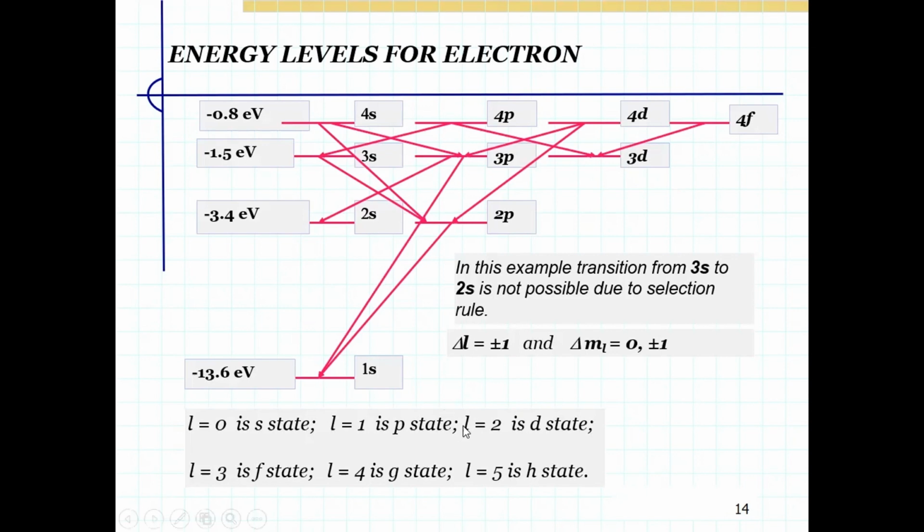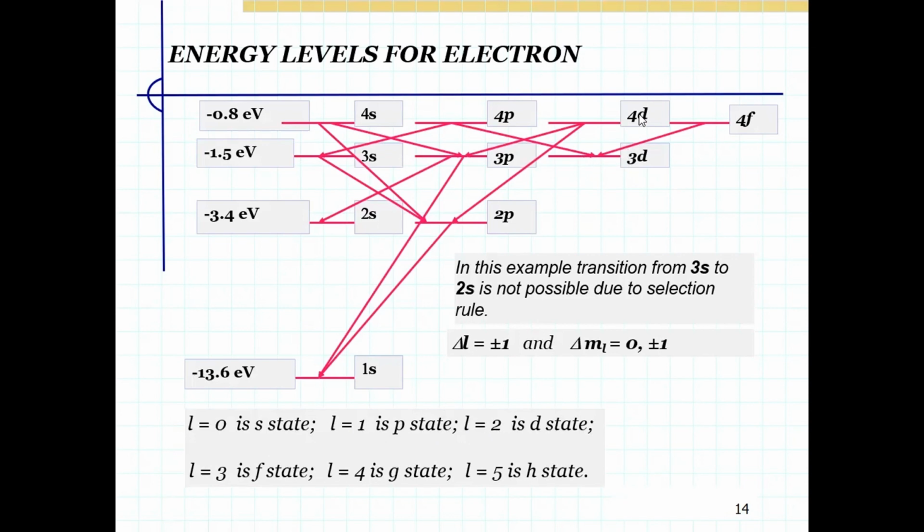Now we see here one example of possible transitions, and we can see the expressions here are shown only for L equal to 0, L equal to 1, L equal to 2, and the nomenclature is S state for L equal to 0, P state for L equal to 1, and D state for L equal to 2.